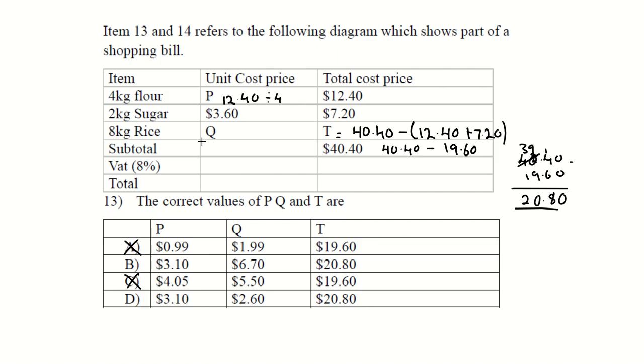Now, because this is 8 kilograms, Q would be $20.80 divided by 8. 8 could go into 20 not 6 times, so it can't be B. So it is D, the answer. Without even solving this completely, I can eliminate B, because 8 could go into 20 2 times, right? So I know that the answer would be D.